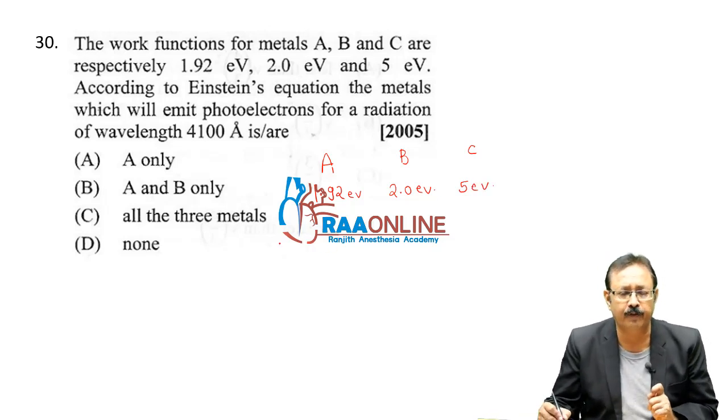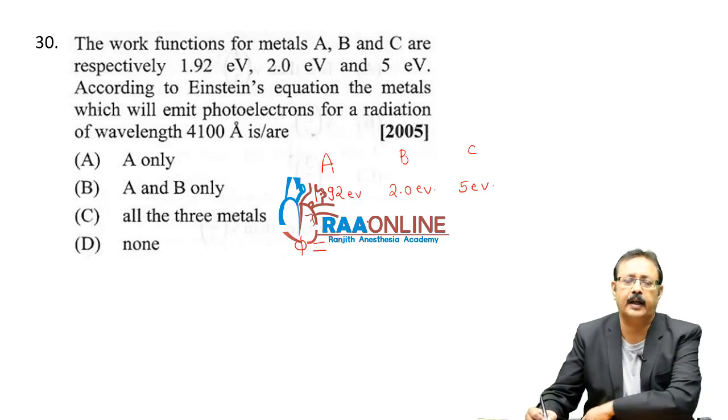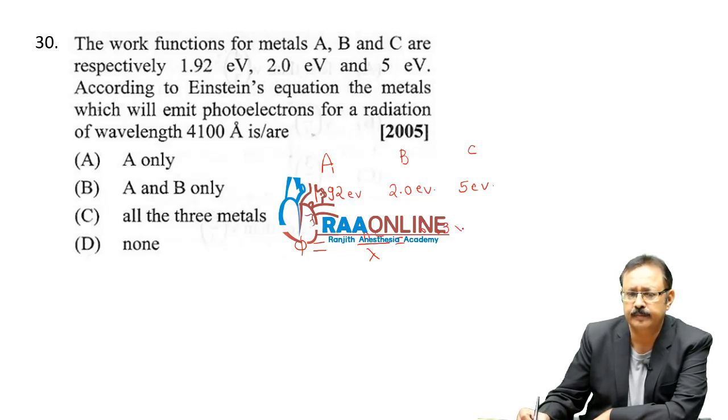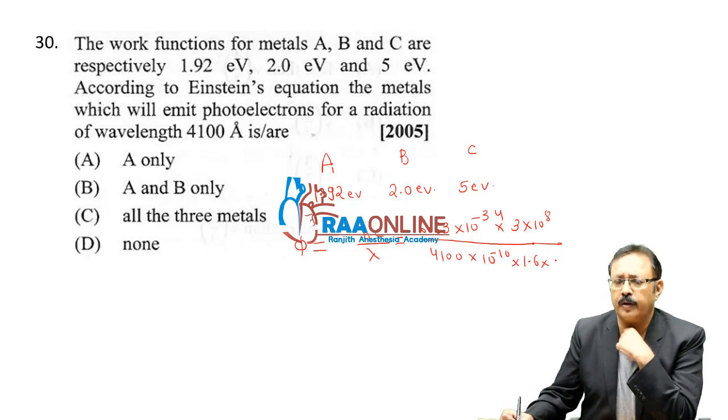Now you are sending a photon of wavelength 4100 angstrom. What is the energy of this photon in electron volt? First we will calculate that. Energy is hc by lambda. First we will calculate in joule: h times c, 3 into 10 to the power 8, divided by lambda, which is 4100 angstrom, meaning this in meters. Now we are converting this into electron volt by dividing by the electronic charge. It is in joule, we want to convert to electron volt.